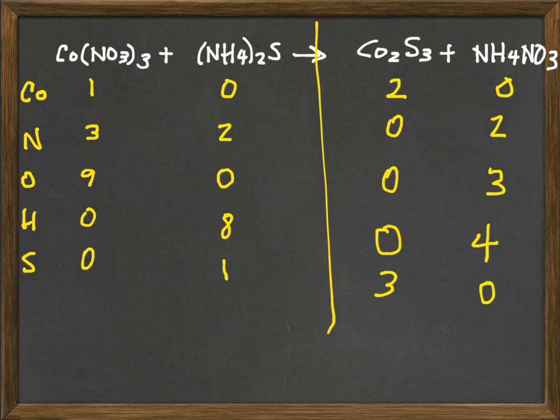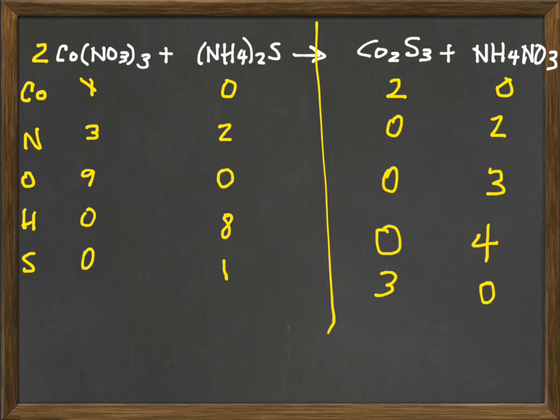So there's my inventory. I'm going to start at the top. Generally a good place to start. So on the left I have 1 cobalt, on the right I have 2. I need there to be 2 cobalts on the left. I can't take away, I can only make there to be more. I can add things. So I'm going to put a coefficient of 2 in front of cobalt nitrate. That multiplies the entire thing. So all the numbers listed below are going to be multiplied by 2. There's 2 cobalt nitrates.